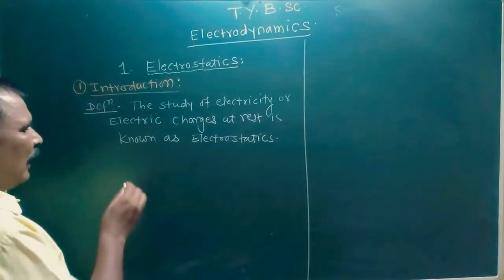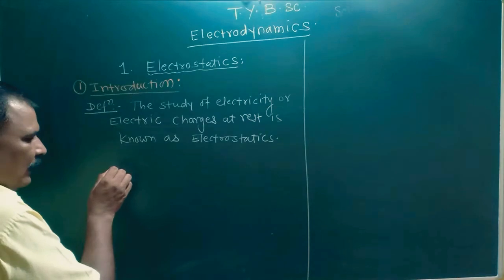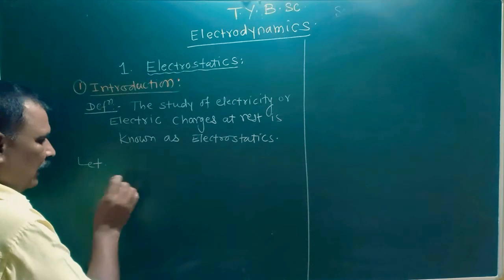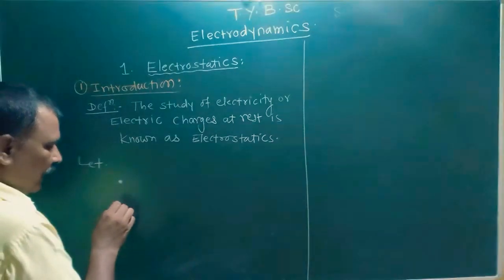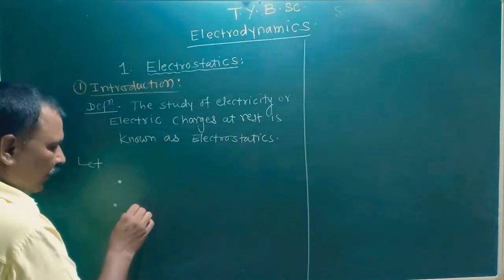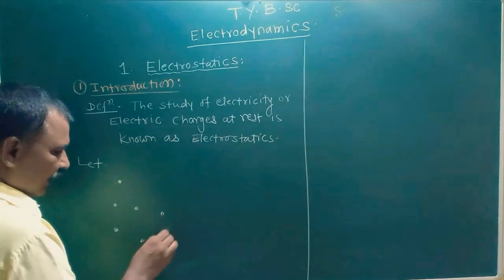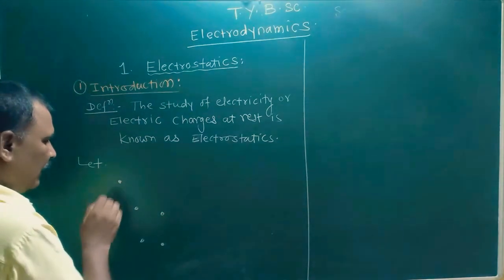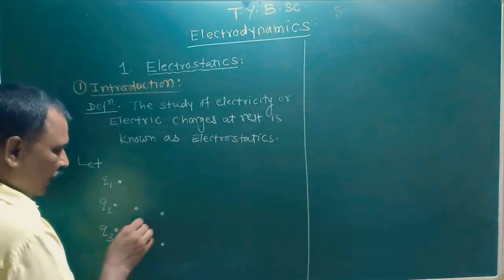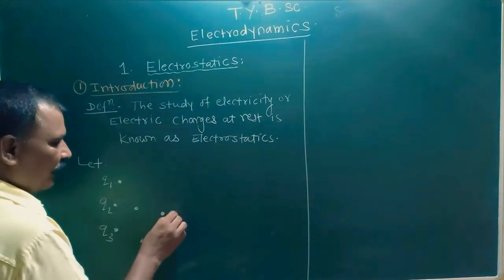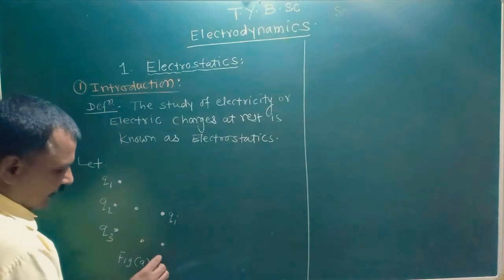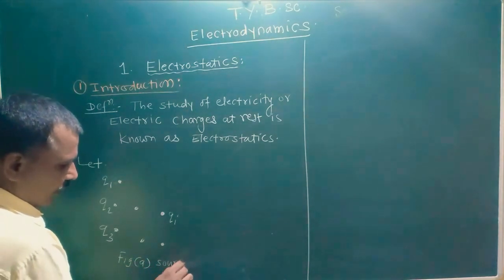Let us consider we have some source charges, Q1. We have to consider here a large number of charges. First one is here, second, third, fourth, fifth, sixth, seventh. Like that, this is Q1, this is Q2, this is Q3, and so on. This is called figure A. That is called a source charge.